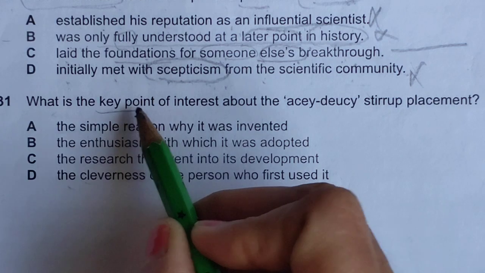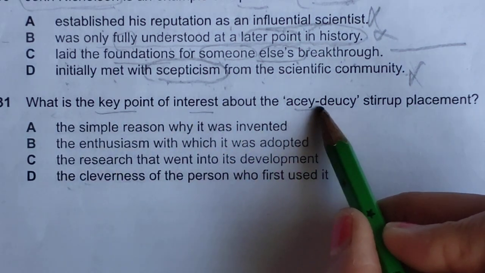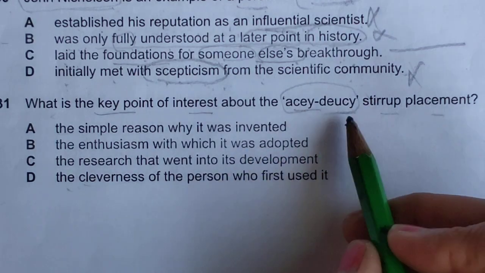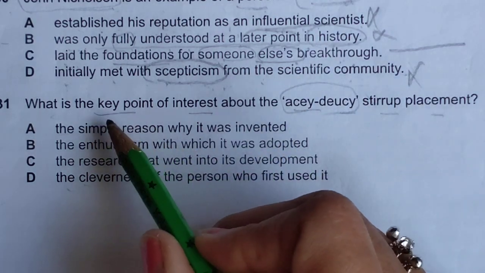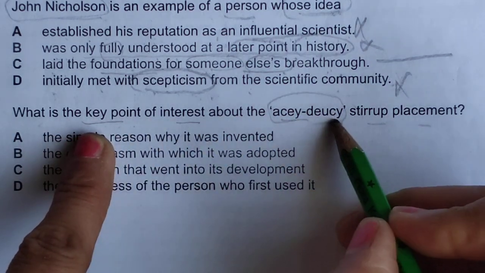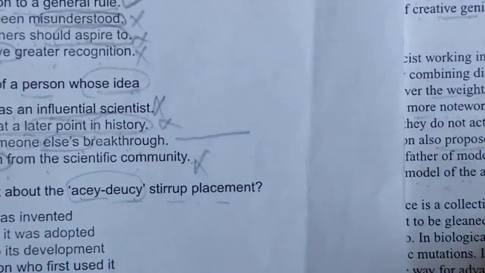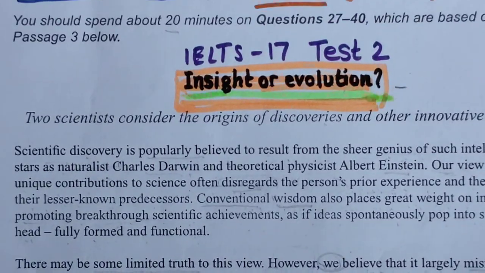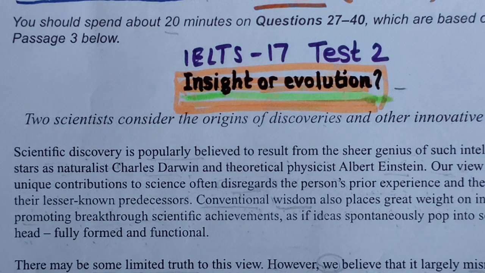What is the key point of interest about this term, stirrup placement? Now this is the keyword for finding the location. Read the question statement and understand it: key point of interest about this stirrup placement. Okay, now we have done this full page of the reading. Let's move on to the next page.